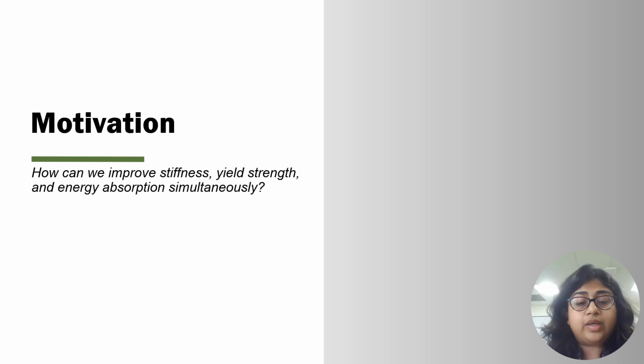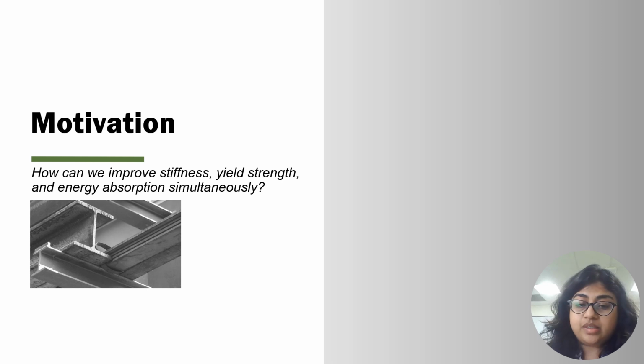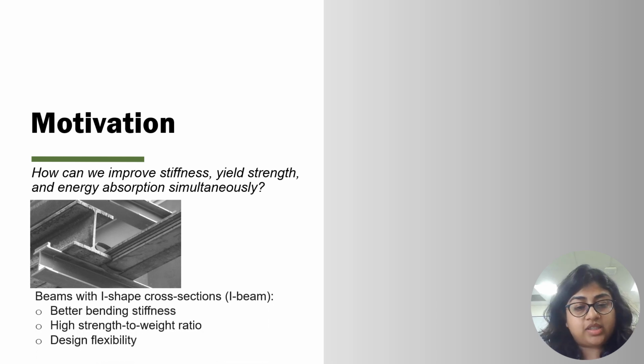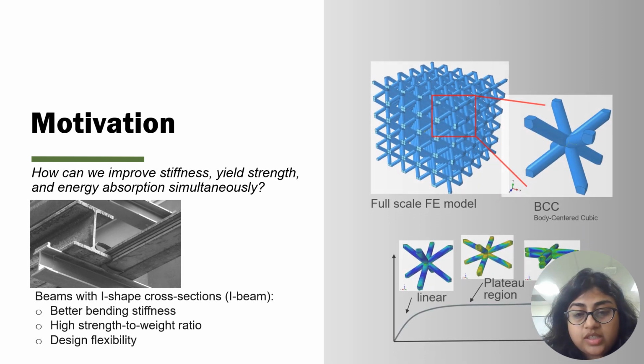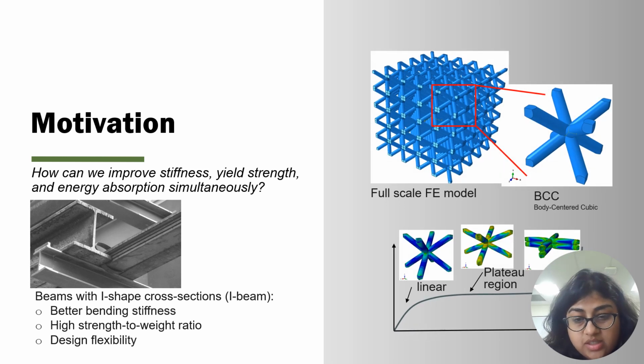Well, how can we improve stiffness, yield strength, and energy absorption simultaneously? I-beams. Beams with I-shaped cross-sections called the I-beams. They have better bending stiffness and have high strength to weight ratio. This is what a full-scale FE model for a conventional circular beam lattice would look like, and a circular conventional unit cell is shown with the stress-strain curves here.